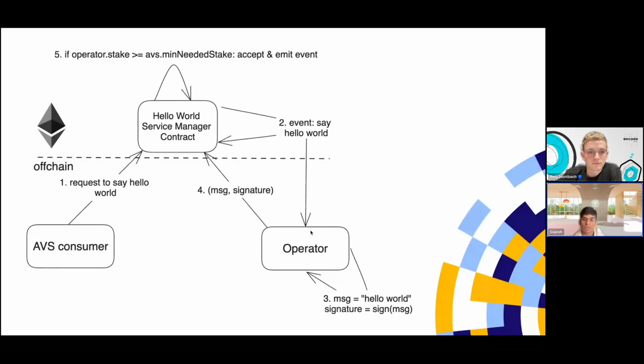Now there is the operator who is listening to each new request. The operator picks up the name, then signs hello and the name and submits it back to the AVS contract. The AVS contract verifies whether the operator has enough crypto economic security, checks the submitted signature, and verifies that it is correct. So this is how it works. Does anyone have any questions?